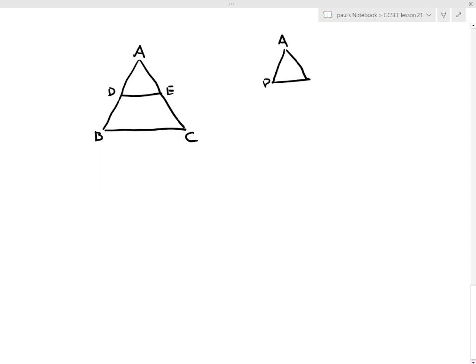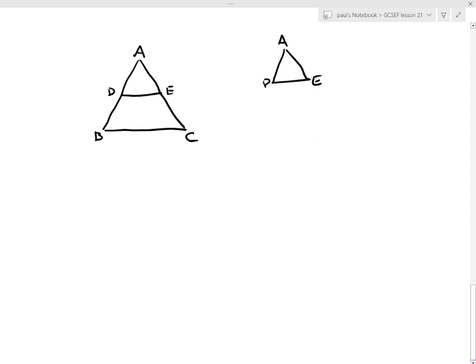Now, what they do quite often, and they're a bit naughty when they do this, is imagine we have a shape like this. This is the big triangle A, B, C, and they will put a small triangle inside the big triangle, so D, E. So you've got a little triangle there, which is A, D, E, inside the big one, A, B, C.